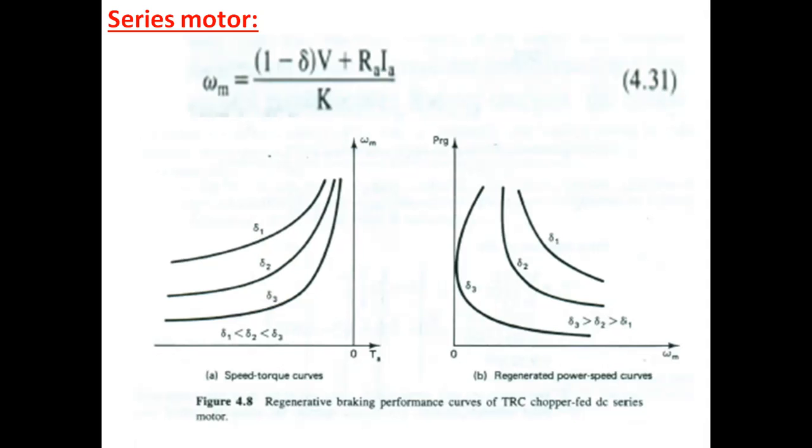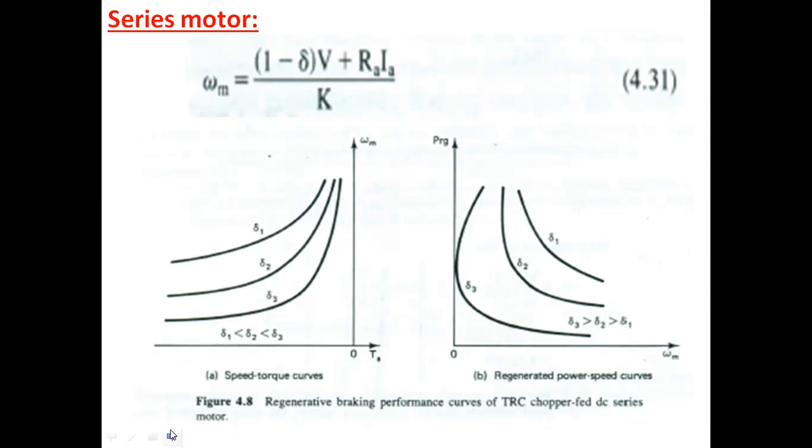Now we will see the graphs here. If you see the graphs here, for a given delta, the speed torque and the speed regenerated power characteristics are calculated from the following steps. I will show you the steps.